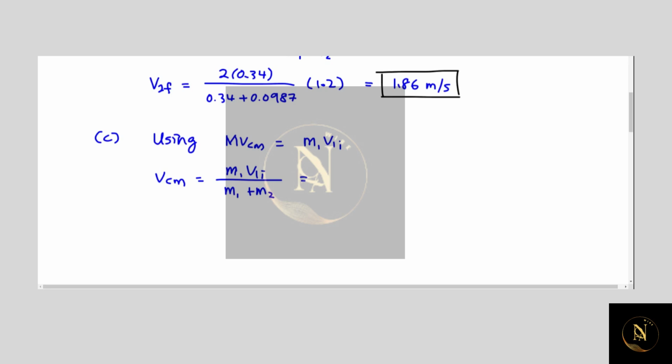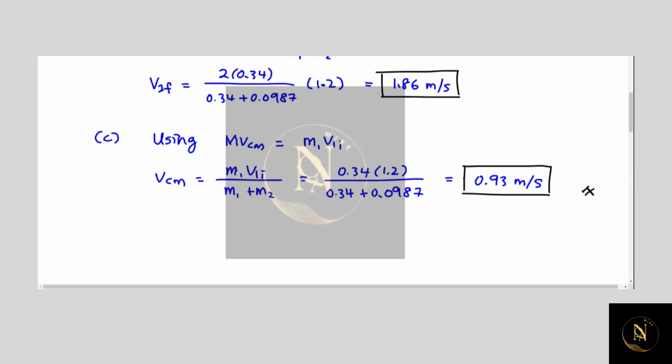So 0.34 times 1.2 divided by 0.34 plus 0.0987, and you get 0.93 meters per second. So this is the answer for part C, and that's all for this question.